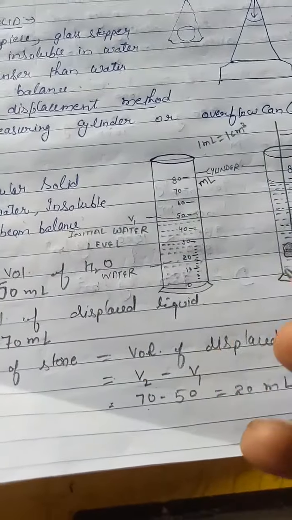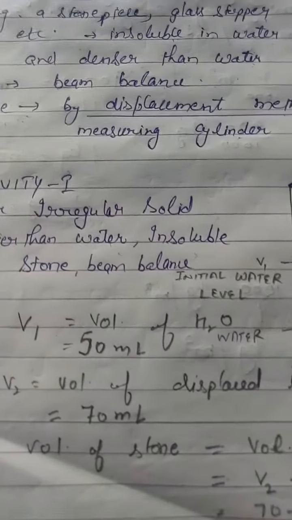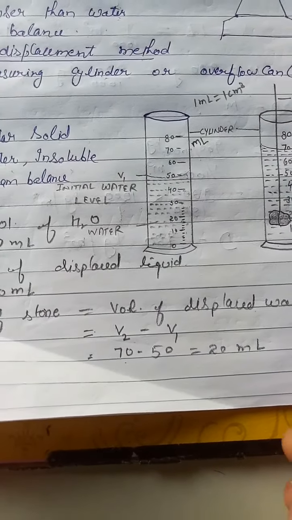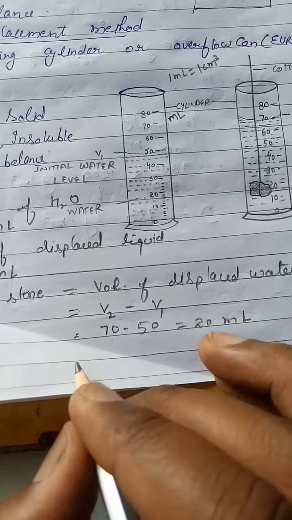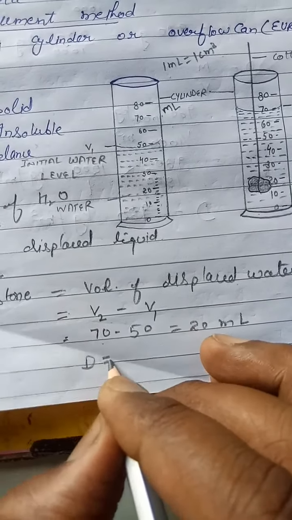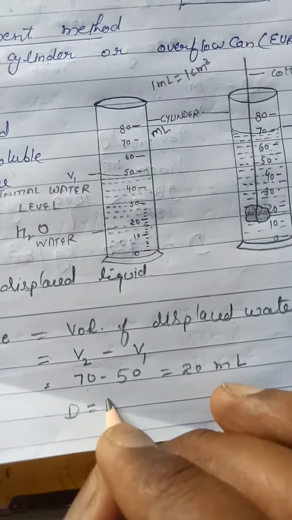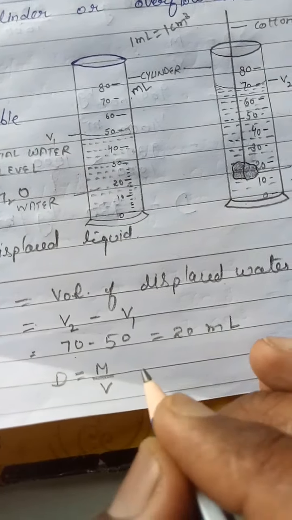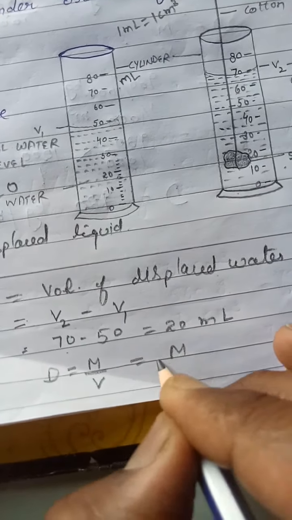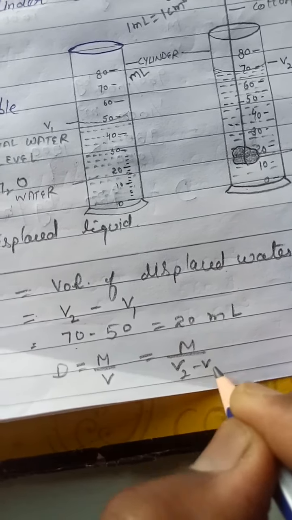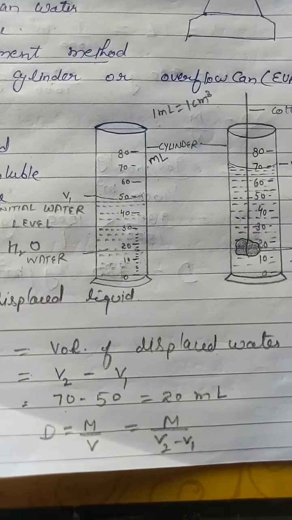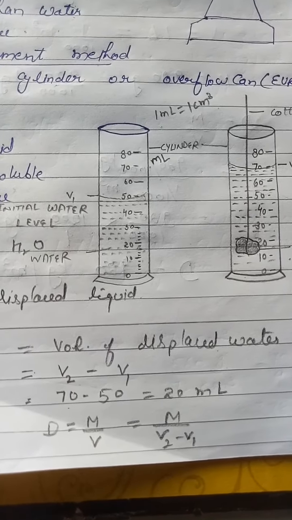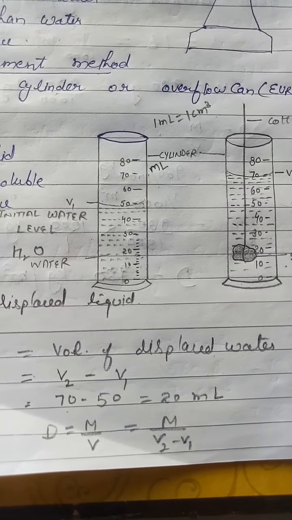With the help of a beam balance you can measure the mass of such an irregular solid, and then you can measure the density. Density is equal to mass per unit volume, so density equals m over V2 minus V1. With this simple activity you can calculate the density of an irregular solid.